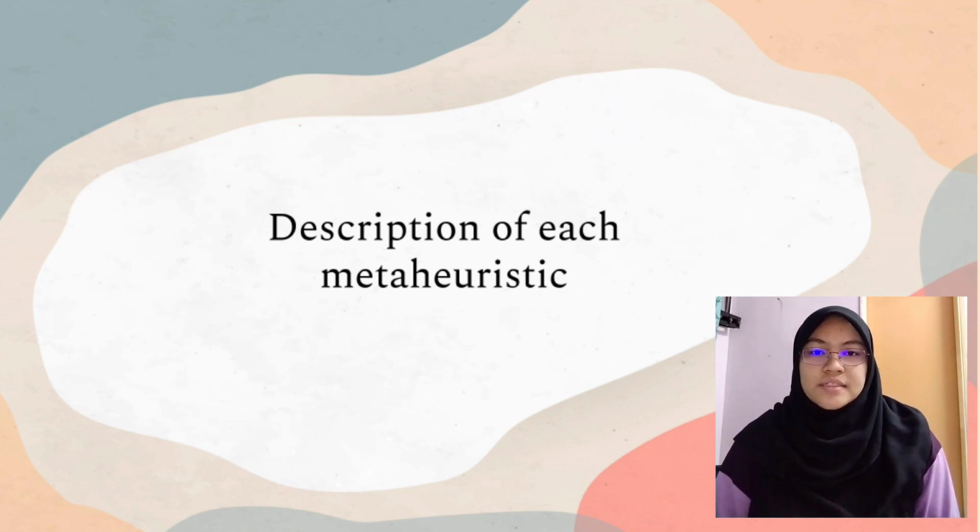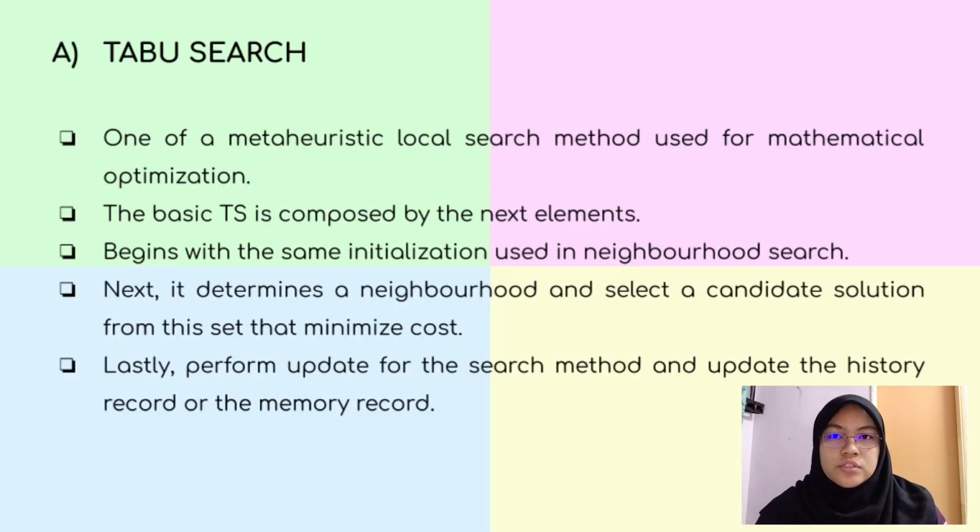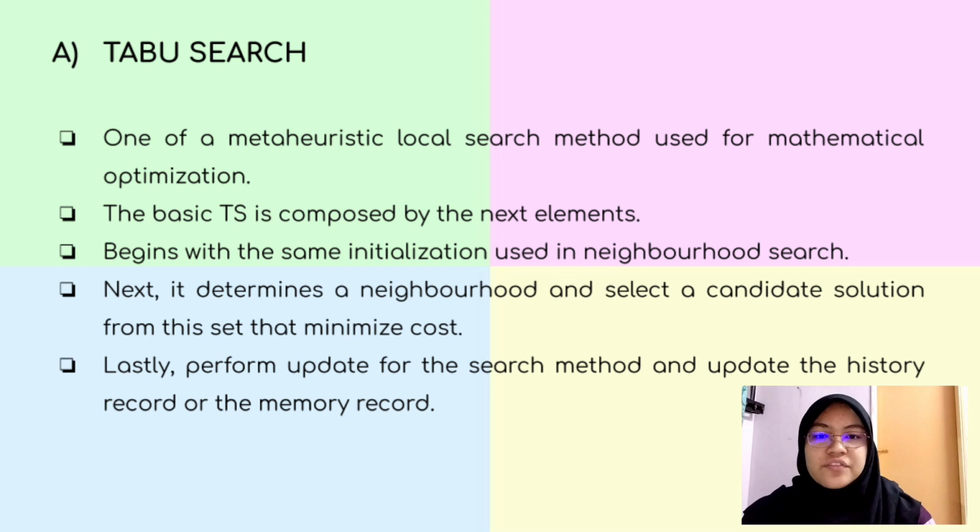I will present the description of each meta heuristic. Our group would like to improve the worst solution by using 3 meta heuristics, which are tabu search, genetic algorithm, and simulated annealing. The first meta heuristic is tabu search. Tabu search is one of the meta heuristic local search methods used for mathematical optimization. As local search has a lot of limitations, tabu search is designed to combat a lot of those issues. Tabu search is a meta heuristic algorithm designed to escape from a local optimum by allowing flexible movements.